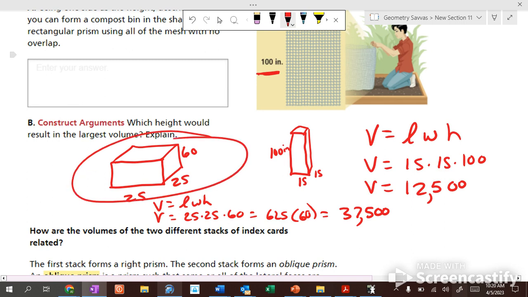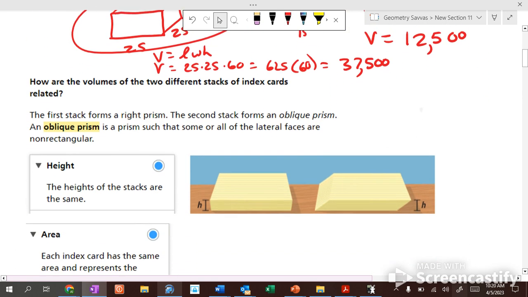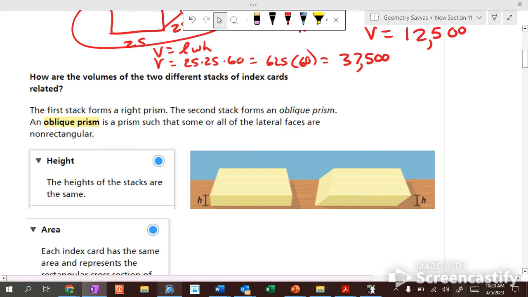Okay? So not all the time, if you tip something another way and put it together, will it be the same volume. All right. So here we have oblique prisms. What's an oblique prism? Well, it's like the Leaning Tower of Pisa. It's a leaning prism versus a straight up and down prism. So we have boxes. Think of this as a box and a leaning box, okay?